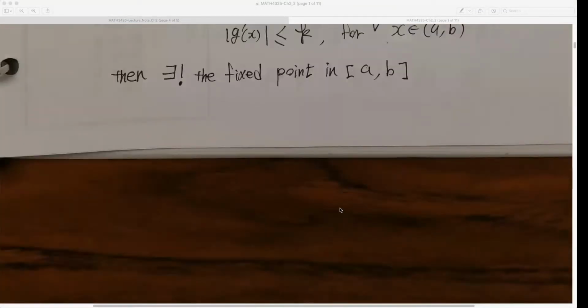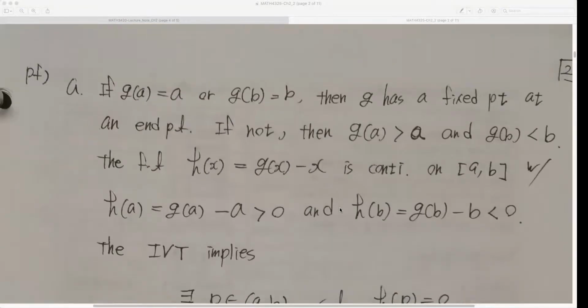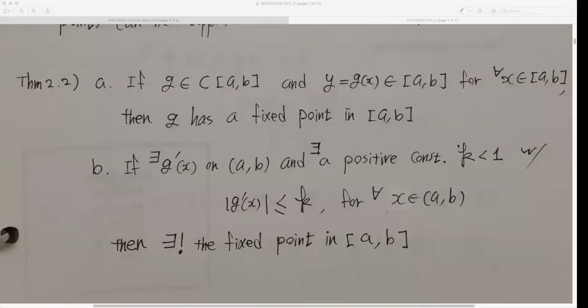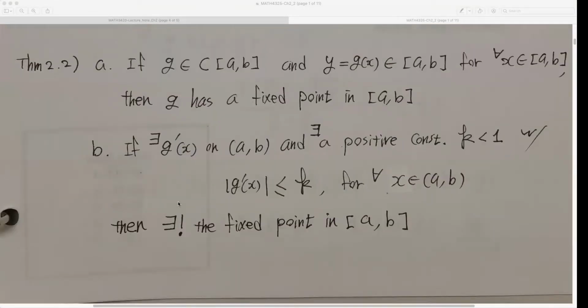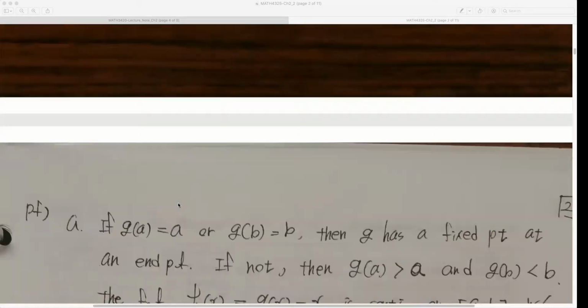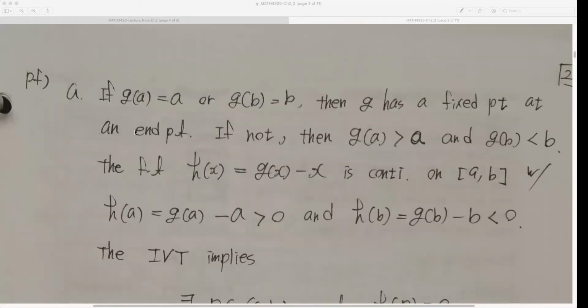So now let's see. Statement a in theorem 2.2 is talking about the existence of a fixed point, and b is talking about the uniqueness of the fixed point. To prove the existence, we start from this: if g of a equals a or g of b equals b, then g has a fixed point at an endpoint.